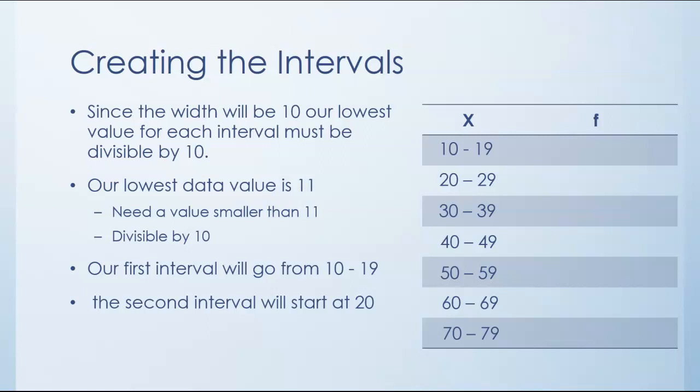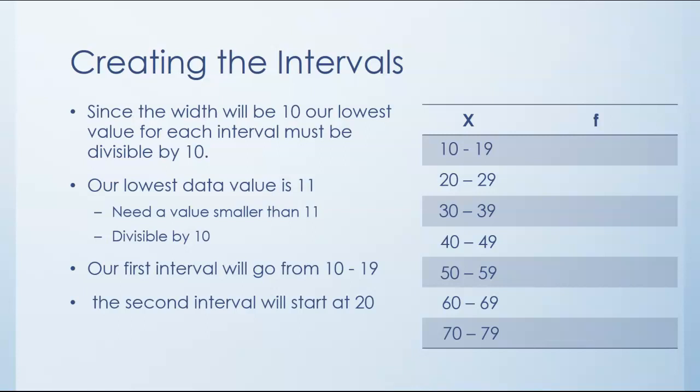Now I stopped at 79 because if you remember, my highest value in my chart was 79, so I don't need to go up to the next interval, which would be 80 to 89, because I don't have any data values that would go into that interval. It would just be a 0. So I'm going to stop at 79 because that is the highest value I have in my data set.